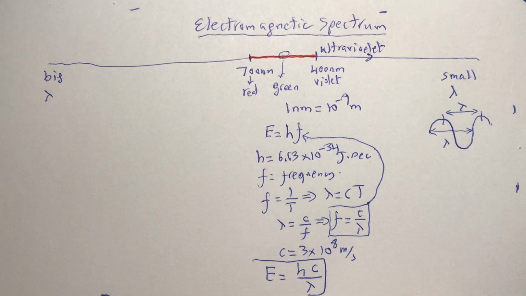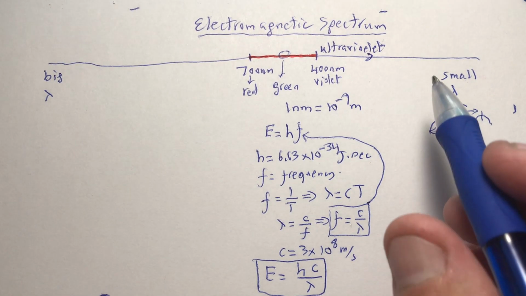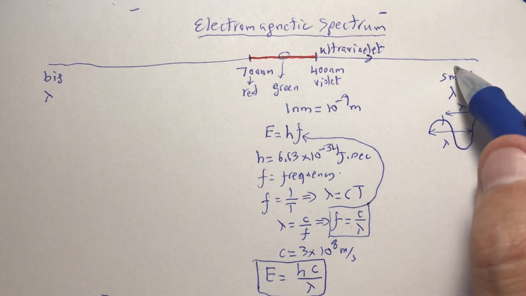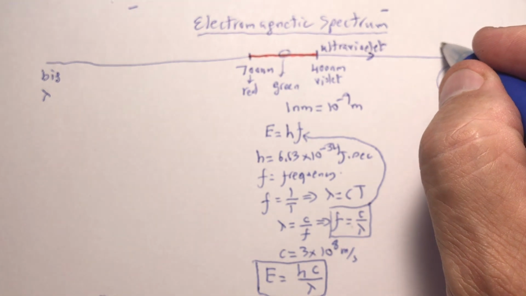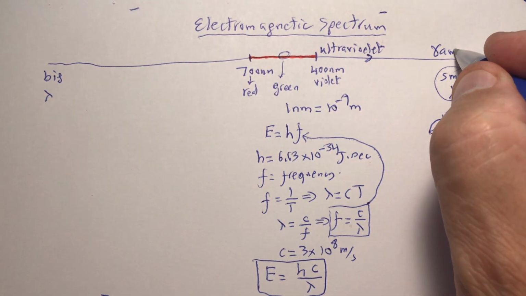Now look at this equation here. This h is fixed, c is fixed, lambda is variable. So if the wavelength is short, the energy is high. If the wavelength is big, the energy is low. So this group here has small wavelength. Look, for example, here I put gamma radiation or gamma rays.